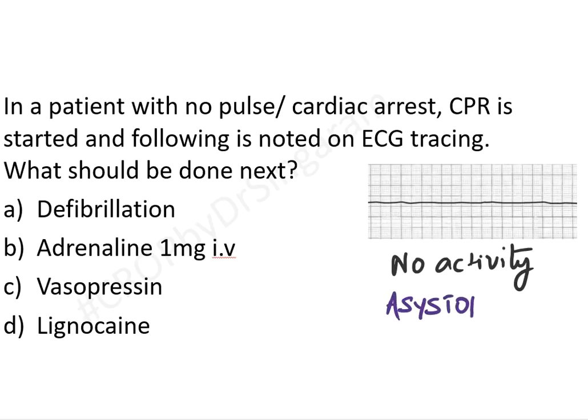Remember, in asystole you cannot give something like defibrillation at all. It will never work because it's a non-shockable rhythm. So what is the thing you have to do to increase the activity of the heart? Yes, you have to give adrenaline IV, and that is going to be the answer for this particular question.